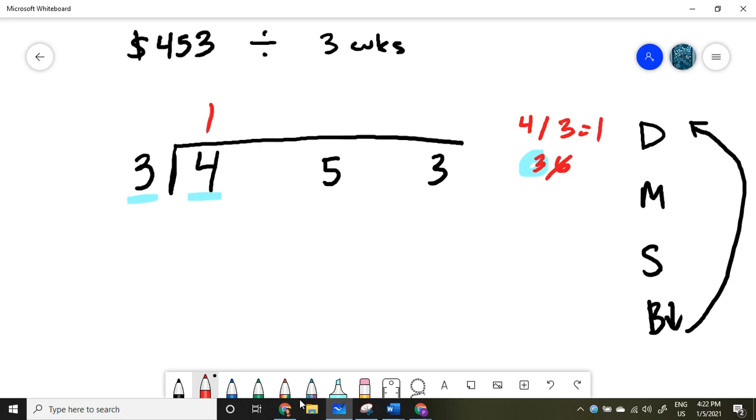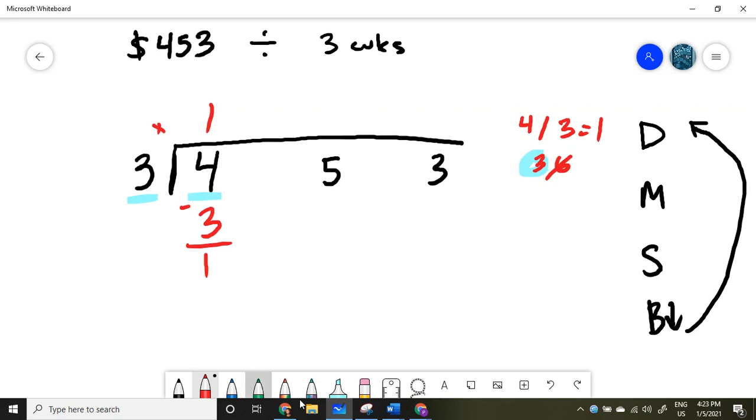I can write a 1 at the top of my answer, at the top of my house for my quotient so far. Next, I multiply. 1 times 3, that's 3. Next, I subtract. 4 minus 3, that's 1.